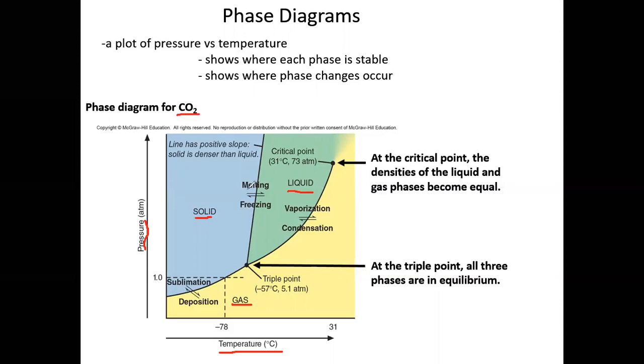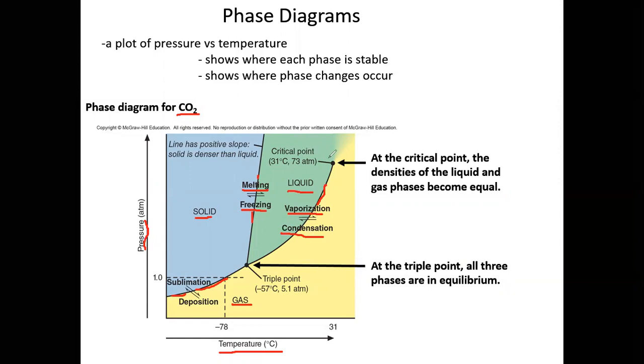Between a solid and a liquid, we have melting and freezing. Between the liquid and the gas, we have vaporization and condensation occurring along this line. Now, if you look here along the solid-gas boundary, you have sublimation and deposition. Now, there are a few key points on the phase diagram.